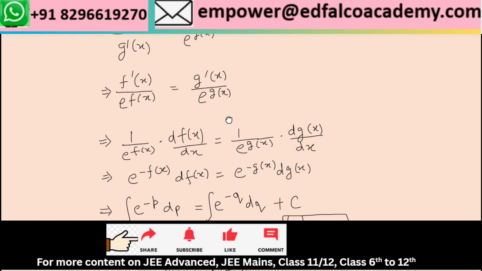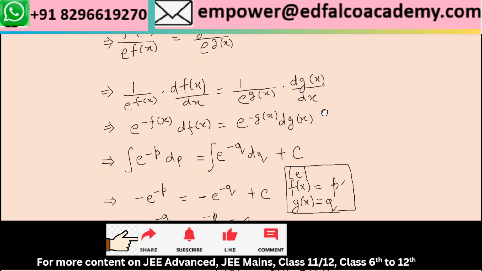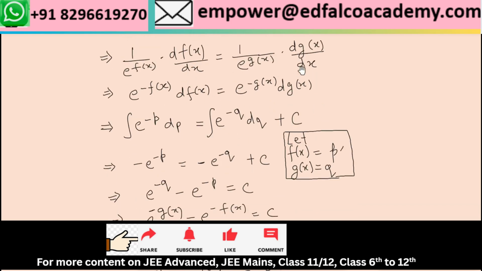Now let's see how to integrate it. So we are seeing here 1 by e to the power f of x into d of f x by dx, which is f dash x, and this side also 1 by e to the power g of x into d of g of x by dx, which is nothing but g dash x. So now again further, dx cancels from both the sides. We are left with e to the power minus f of x d of f of x is equal to e to the power minus g of x d of g of x.